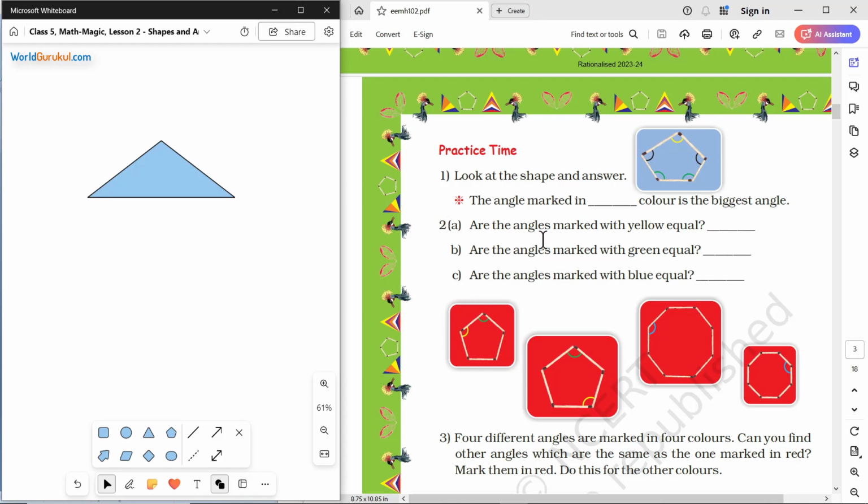The next question, let us see. Can you say, are the angles marked with yellow equal? So look at the pictures below. This is a five-sided shape, a pentagon. This is also a five-sided shape, a pentagon. This has eight sides. Do you know what an eight-sided shape is called? It's an octagon. Octa means eight, and this is an eight-sided shape.